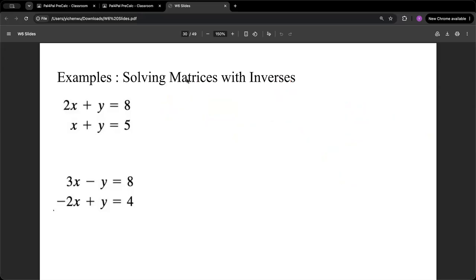And similarly for the second one, our matrix is now 3, negative 1, negative 2, 1. The determinant of this is still equal to 1, which means by the inverse formula the inverse is still 1, 2, 1, 3. Oh wait, no, it's not 1, 2. Sorry, I flipped it to 2.